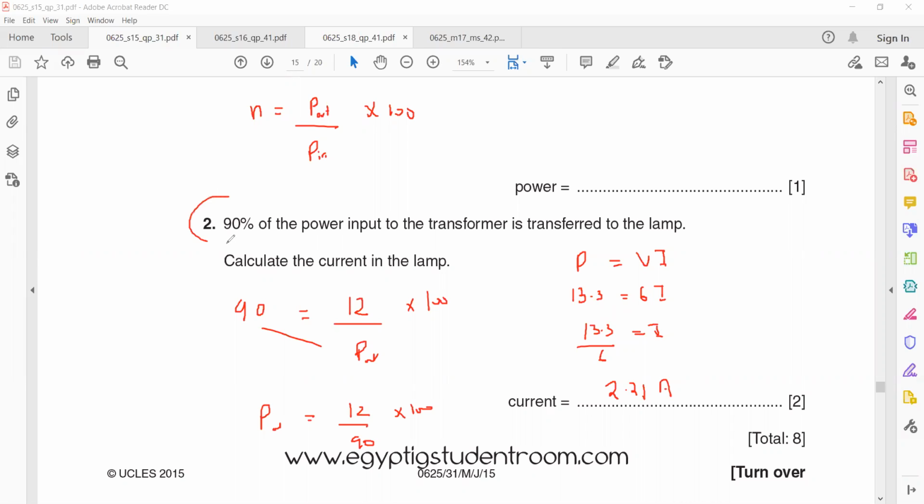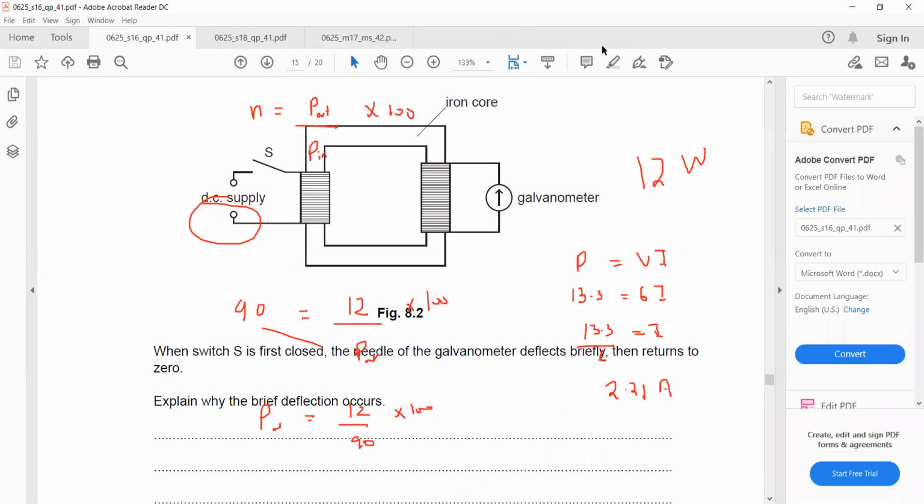Because this transformer is not 100% efficient, that's why the power output and the power input are not the same. So we have to use the formula for efficiency. If there was no loss, like if it was 100% efficient, then we would use the same value. Another question.